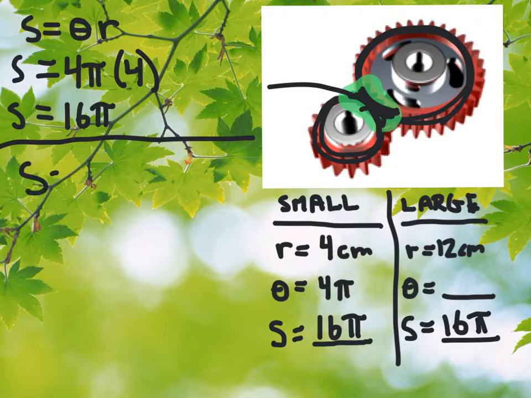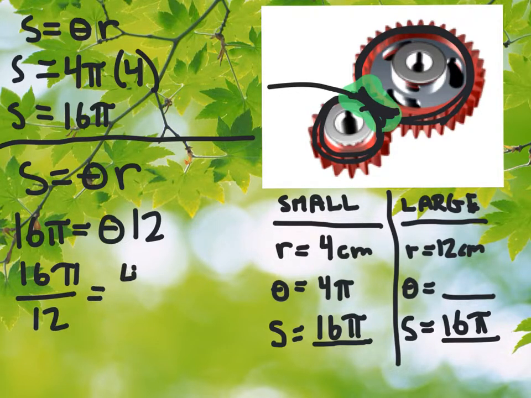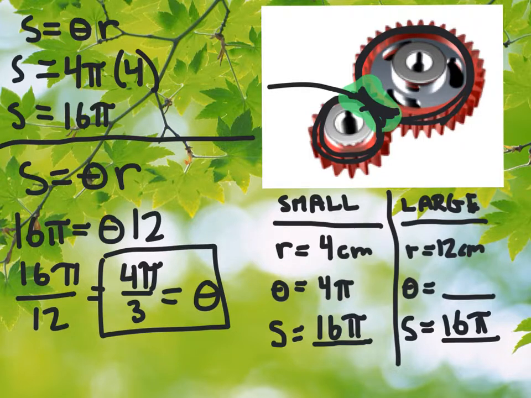So its arc length is equal to the angle in radians times r. Its arc length is 16 pi. We do not know its angle, but this radius is 12. We get 16 pi over 12. We can take a 4 out of the top and bottom, and so we get our angle, 4 pi over 3. Now let's think about how big that is. Pi over 3 is 60 degrees, so 4 groups of 60 is 240.